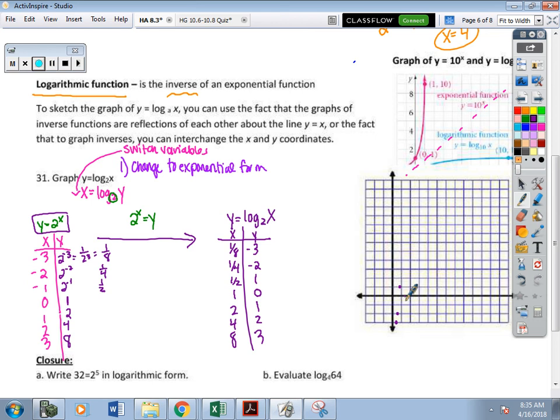Uh-oh. -1. No, that's not matching. 1/2, -1. 1, 0. 2, 1. 4, 2. Something like that.